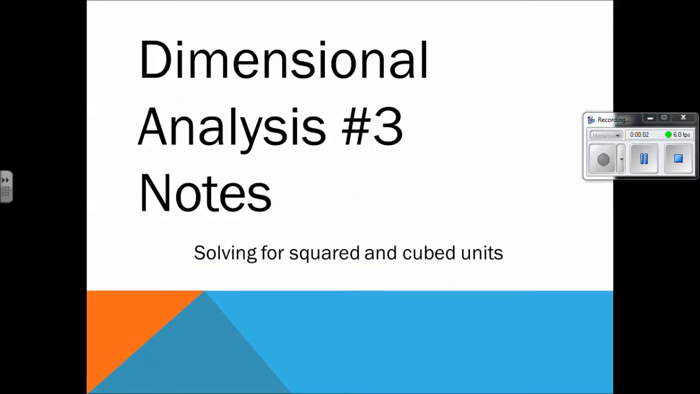Hello students, and welcome to part 3 of our dimensional analysis notes. For these notes, we are going to learn how to solve for squared and cubed units.